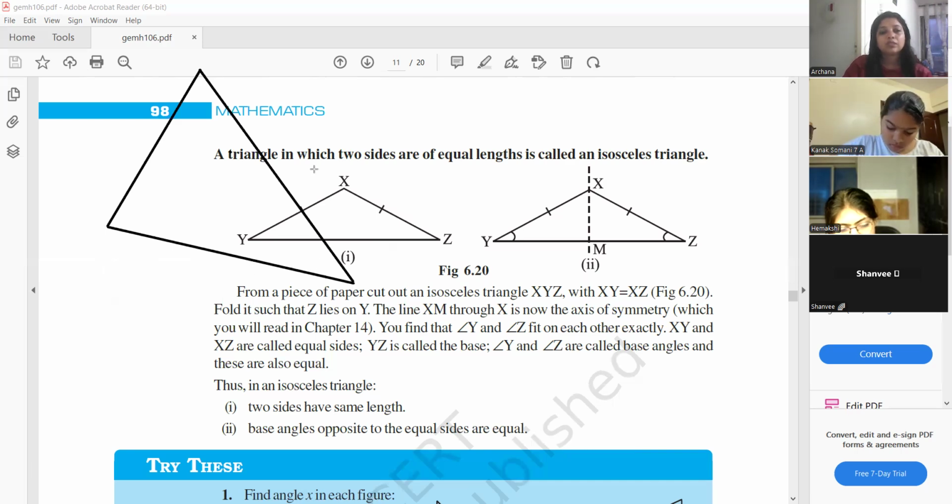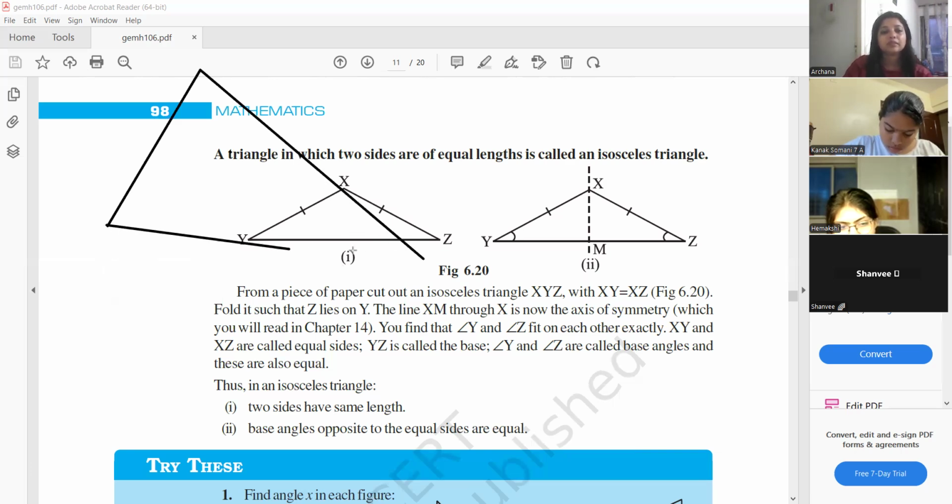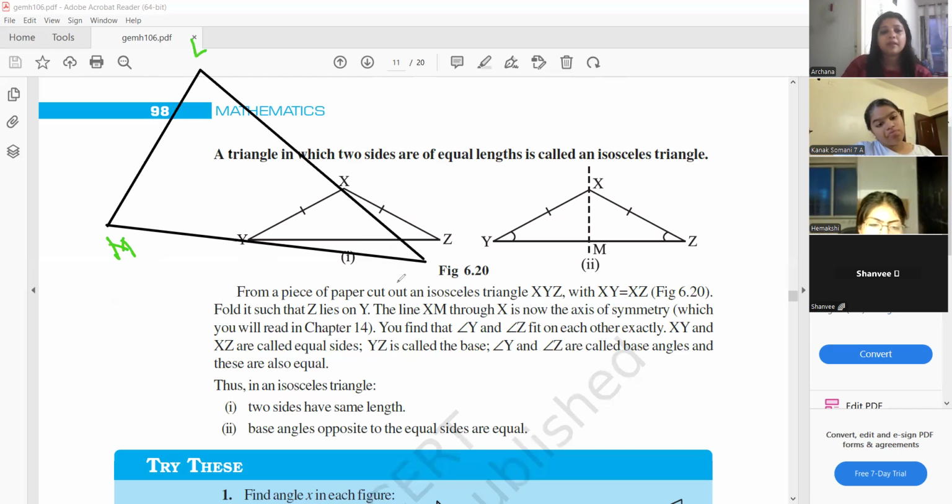Now which are the two sides you think are equal, which look equal to you in length? Only Himakshi will answer. Which are the two sides which look equal to you in length? These two sides. Let me label this triangle as L, M, N. Now tell me which are the two sides which look equal in length?